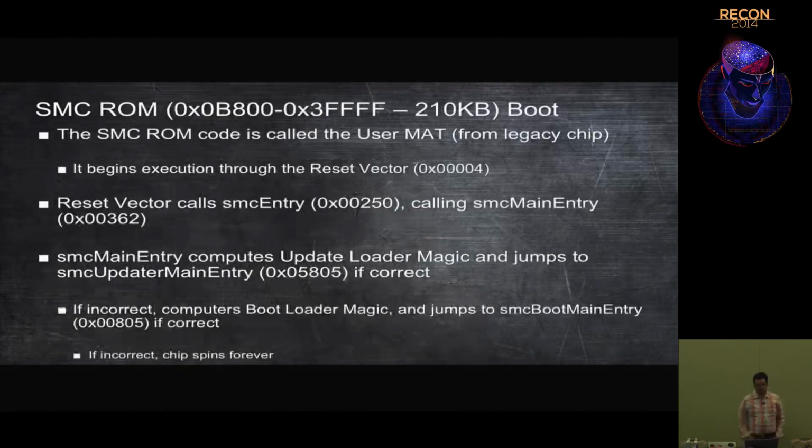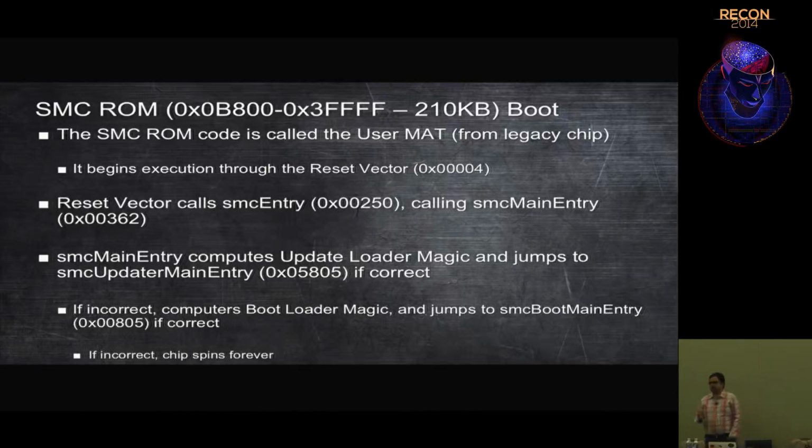So how does the code actually boot up? Well, you've got your ROM, the actual application code, that starts at B80000 at the region based on a previous slide. And this is often called the user mat. If you look at some of the documentation, some of the strings, you'll see it referred to as a user mat, because in the Renesas chip, in the old chip in 2011 and earlier, this is what Renesas called it.